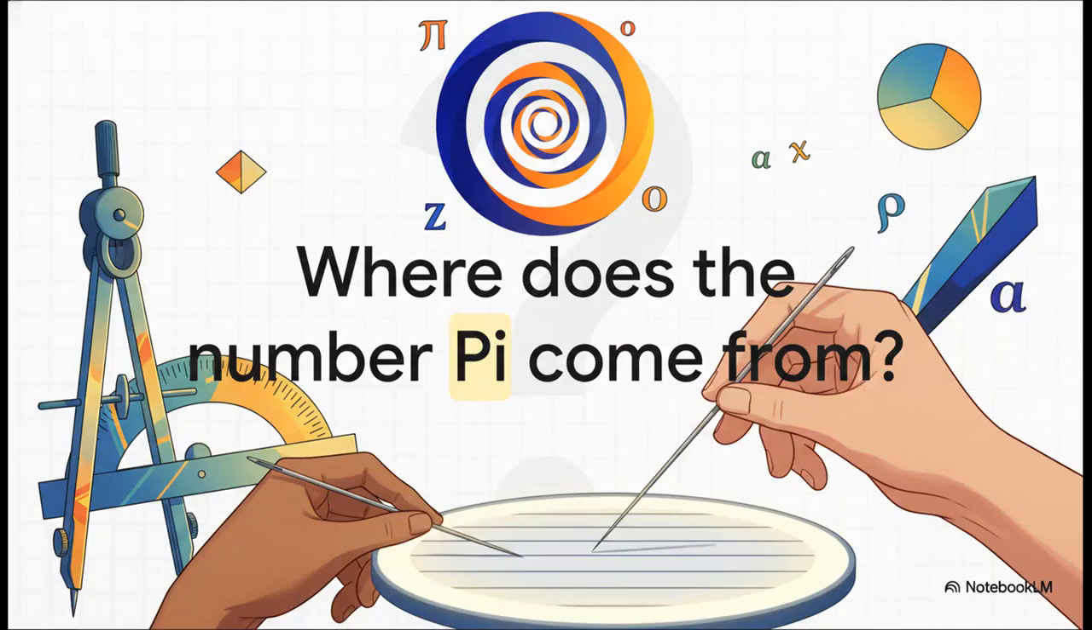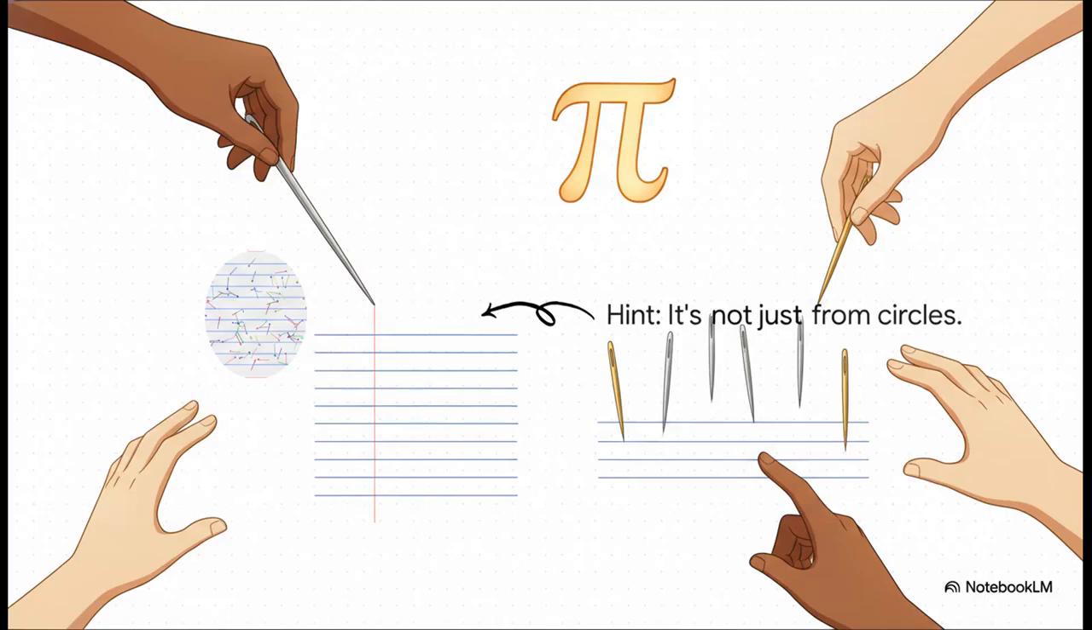So if I ask you, where does pi come from? What's the first thing that pops into your head? It's circles, right? Yeah, pretty much all of us learned that it's the circumference of a circle divided by its diameter. Classic. But what if I told you that you can find pi without any circles at all? What if you could calculate it just by randomly tossing needles onto a lined piece of paper? I know, it sounds totally made up, but that is exactly what we're going to dig into.